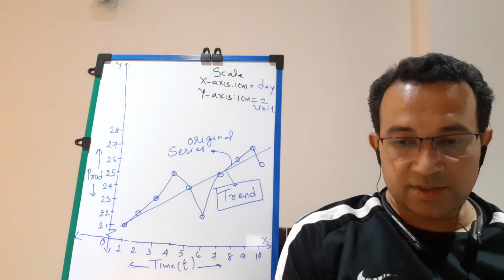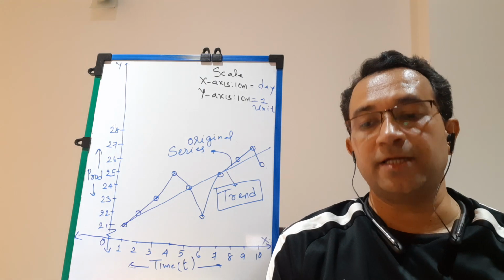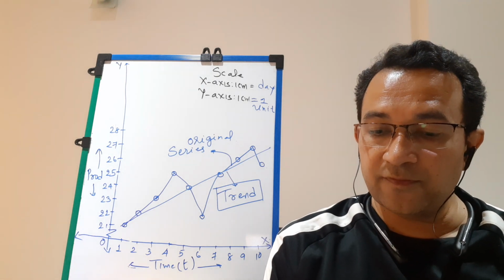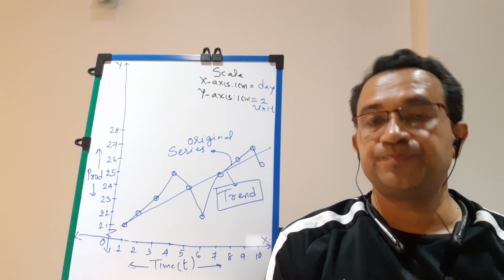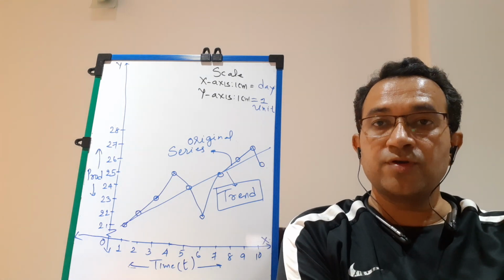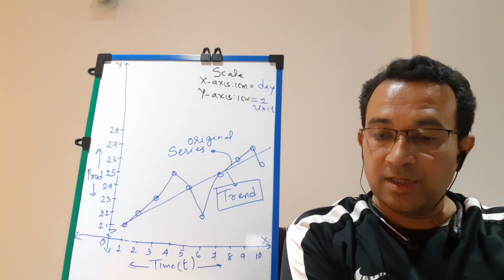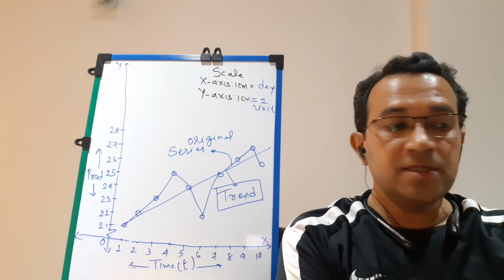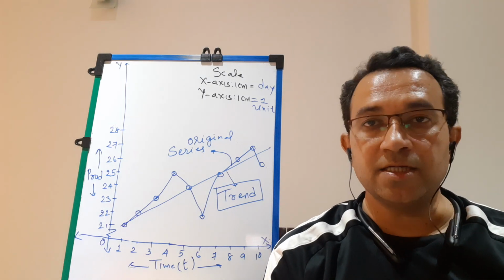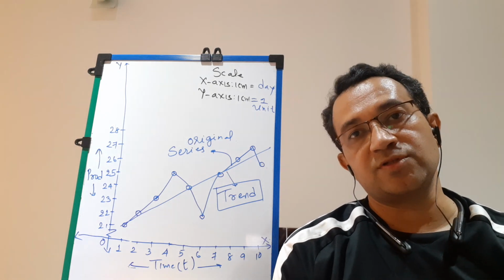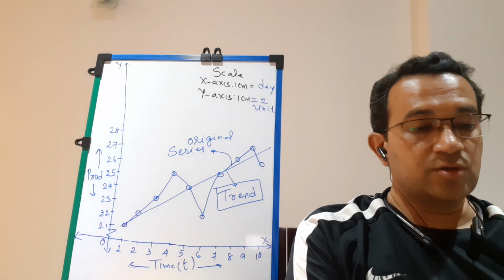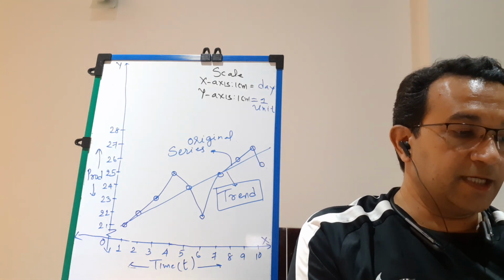So here, students, we simply have to write the title: time series graph showing the daily production for 10 days of a factory. Box the title, students, box the scale. This completes the graph, students.